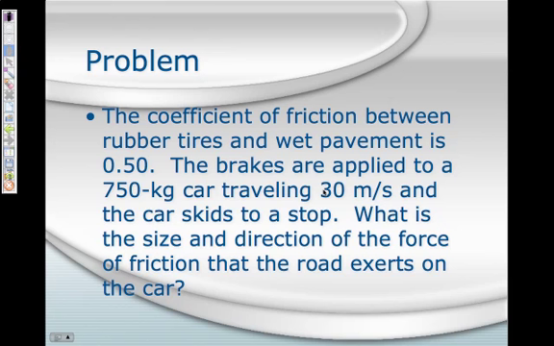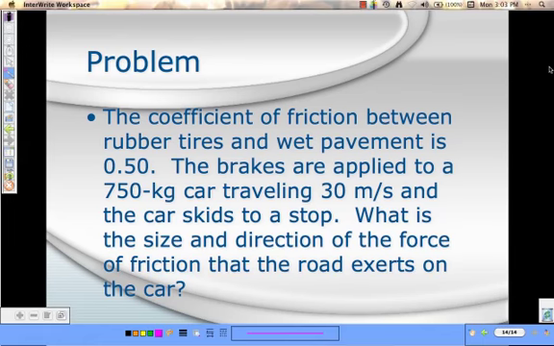Okay, the coefficient of friction between rubber tires and wet pavement is 0.5. The brakes are applied to a 750 kilogram car traveling 30 meters per second, and the car skids to a stop. What is the size and direction of the force of friction that the road exerts on the car?